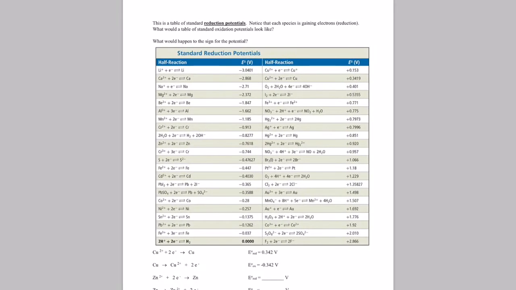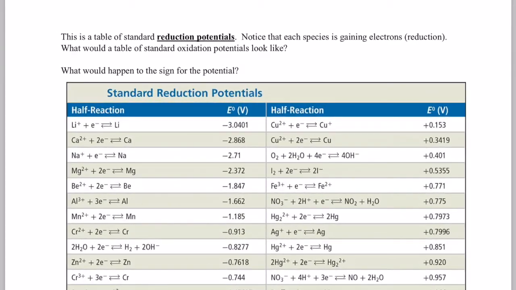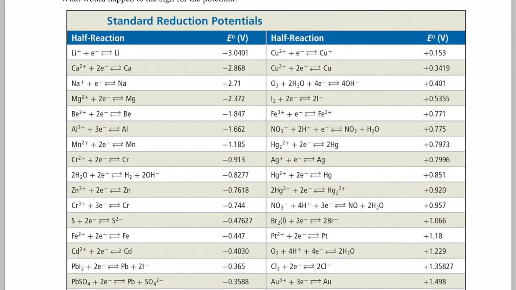All right, let's go to the next page. What we're going to see here is a rather complicated looking table. It's always looked complicated to me. This table is called the Table of Standard Reduction Potentials. When we look at this table, we will notice that each species is gaining electrons, which we know is reduction. We're going to find out what an oxidation potential is and what that would look like in just a second. But let's take a look at these reduction potentials.